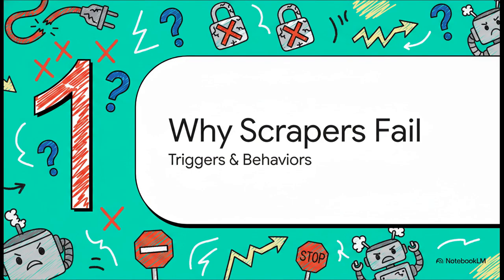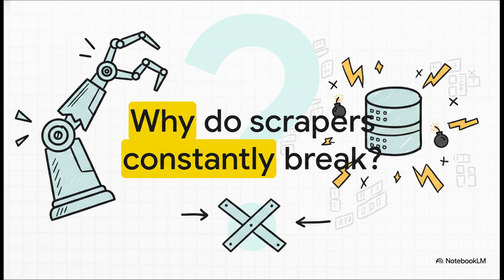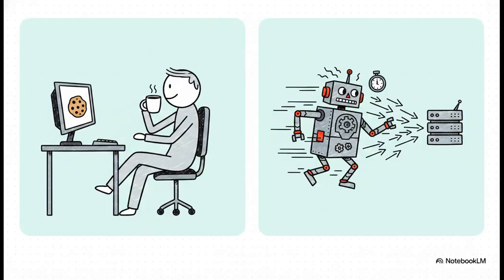All right, let's jump right into Section 1, why your scrapers fail in the first place. It's absolutely crucial to realize right out of the gate that HTTP errors aren't random glitches. They aren't bugs in the matrix or just bad luck. They are highly predictable responses to specific behaviors. So we really have to ask, why do scrapers constantly break? What is it about automated data collection that makes target servers get so incredibly defensive? Well, it basically all comes down to the stark contrast between human behavior and bot behavior.